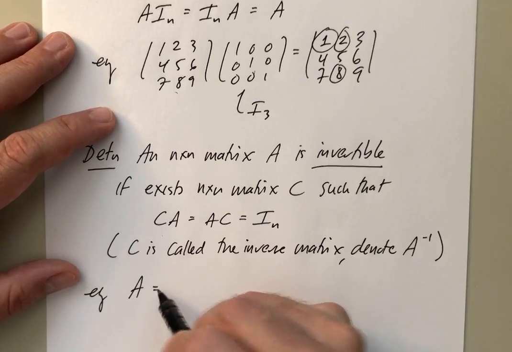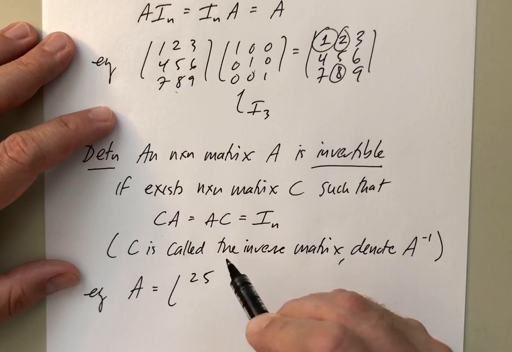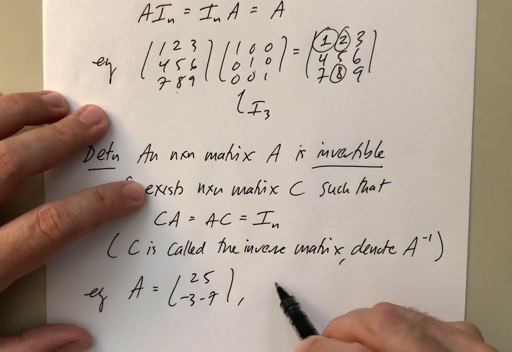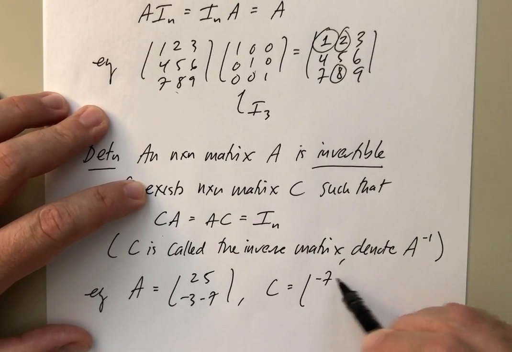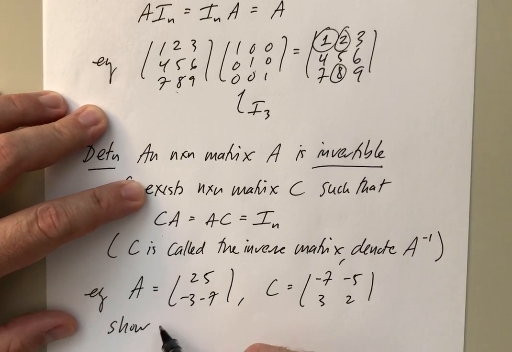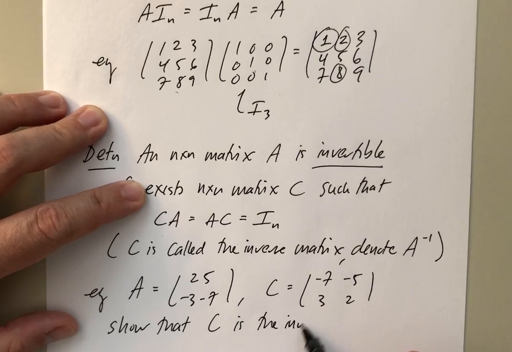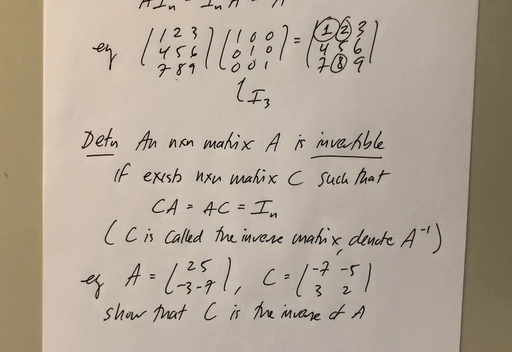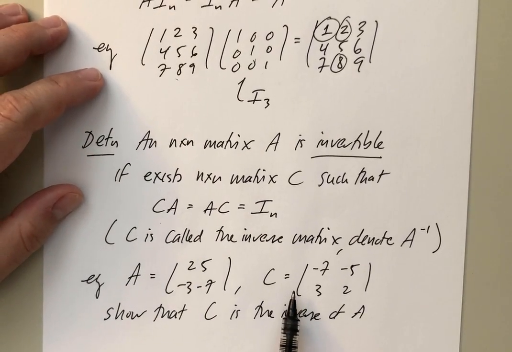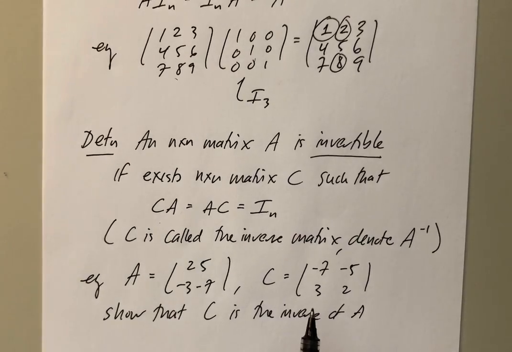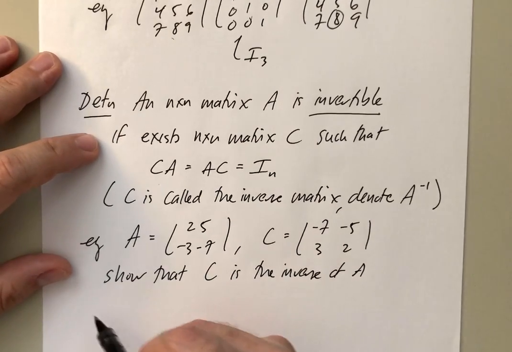So if A is 2, 5, minus 3, minus 7, and I take C to be, I'm going to tell you what the inverse is, it's minus 7, 5, 3, 2. I want you to show me that C is the inverse of A. Okay, so if someone comes to you on the street with this 2 by 2 matrix and they claim it's the inverse, it's relatively easy to verify that. You just compute. So to check, we just compute.